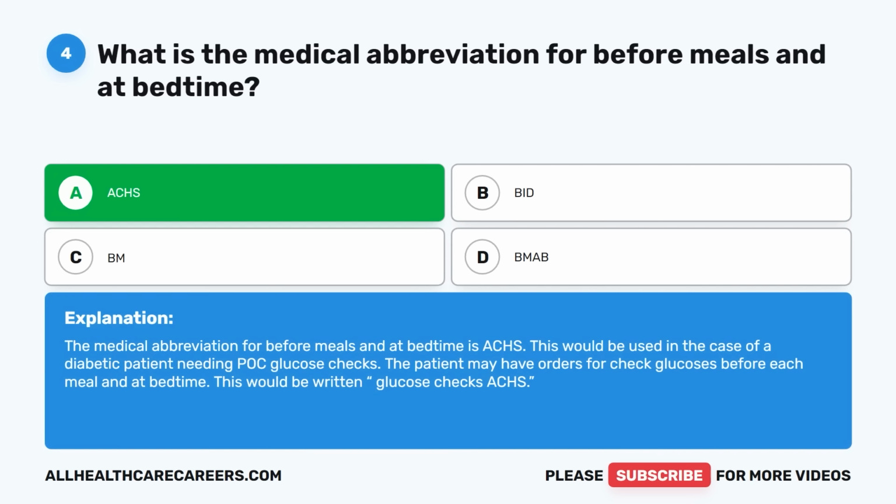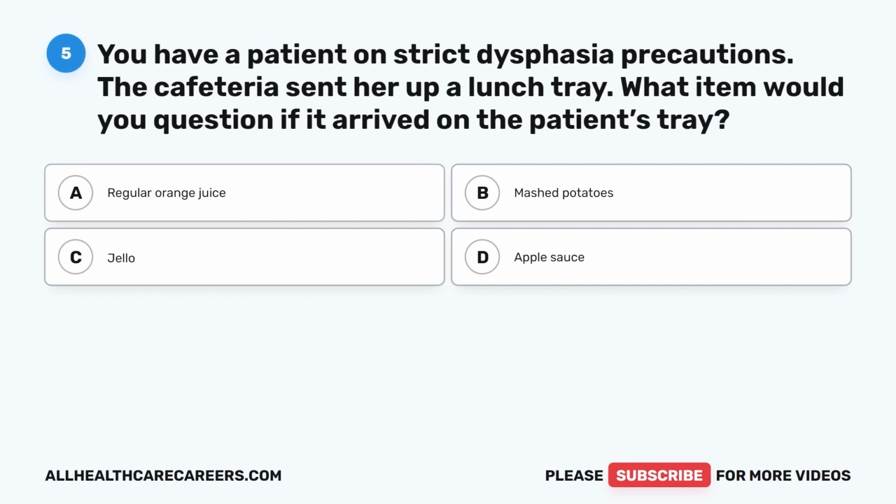ACHS. The medical abbreviation for before meals and at bedtime is ACHS. This would be used in the case of a diabetic patient needing POC glucose checks. The patient may have orders to check glucoses before each meal and at bedtime. This would be written glucose checks, ACHS.